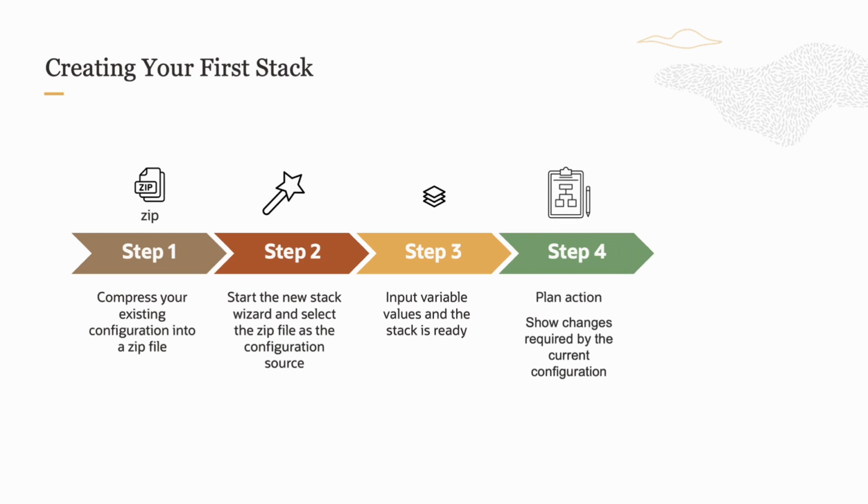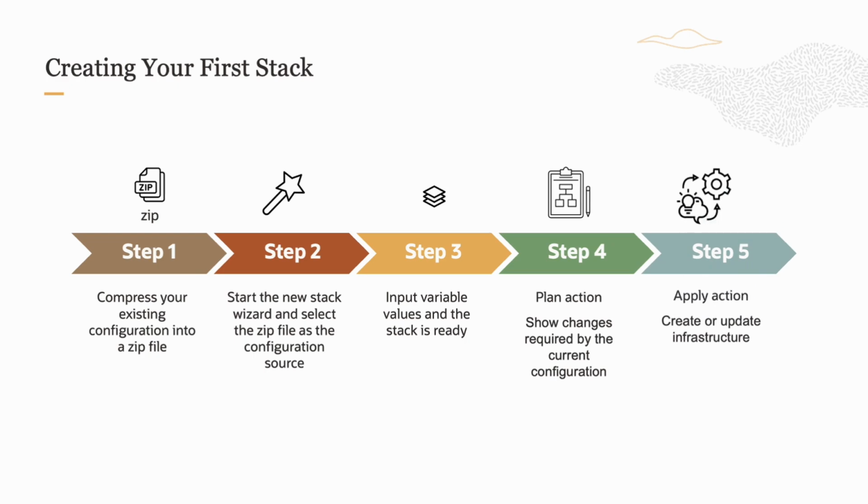Proceed with the plan action. This step shows the changes required by the current configuration. Review the execution plan to understand what will be created, modified, or destroyed. Finally, execute the apply action to create or update your infrastructure. This step will apply the changes outlined in the plan, bringing your resources into the desired state.